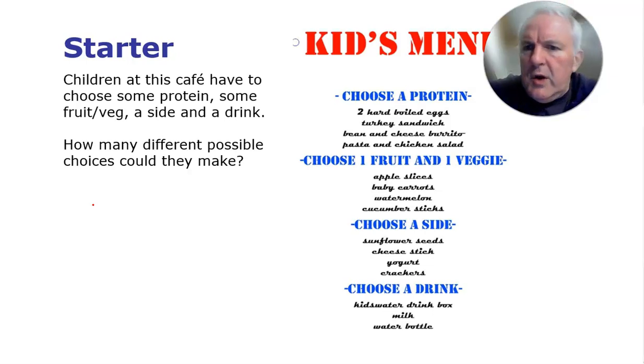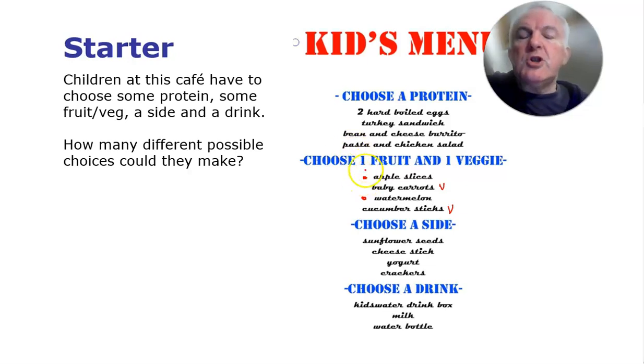You're allowed to go in and choose from all the different varieties on the menu, and it looks like you've got to have some protein, you've got to have a fruit, you've got to have a veg, you've got to have a side, and you've got to have a drink. So let's just do this. So look, I've done it. It says choose one fruit and one veg. Watermelon's a fruit, whereas the carrots is obviously veg, and cucumber I'm going to say is a veg as well. So I'm going to choose this. Basically I've got to have one of each because it says one fruit and one veg.